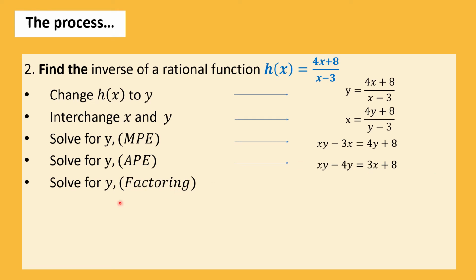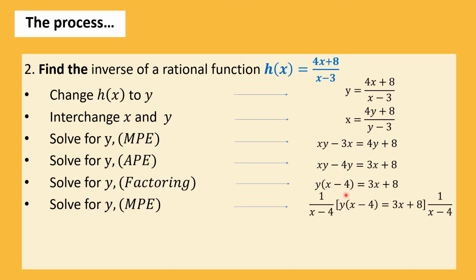Next is solve for y by factoring. If a factor natin, kukunin natin yung common factor na itong xy minus 4y. So that is y. Then, ang iwan na lang is x minus 4 equal to 3x plus 8. Next, solve for y by multiplication property of equality. So, kailangang matanggal si x minus 4 doon. Kaya ang gagawin natin ay we multiply both sides by 1 over x minus 4.